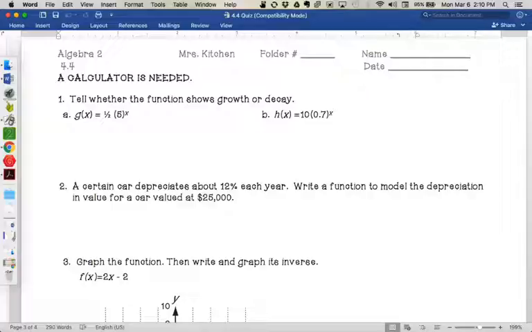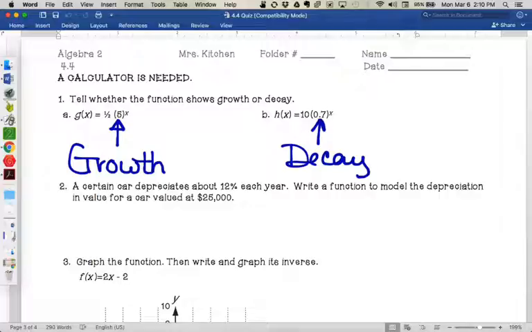Okay, so let's just take a look at question number 1. Tell whether the graph is growth or decay. The number that you want to hone in on is the base. If the base is bigger than 1, then it is growth. So for part B, the base is less than 1, so it's decay.